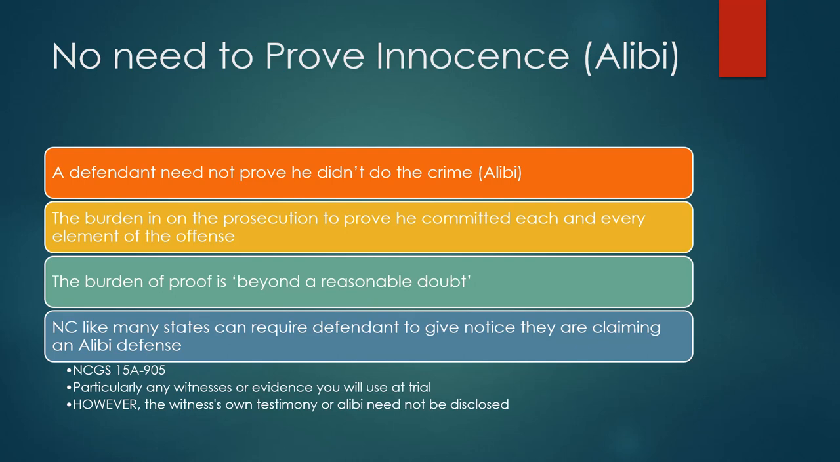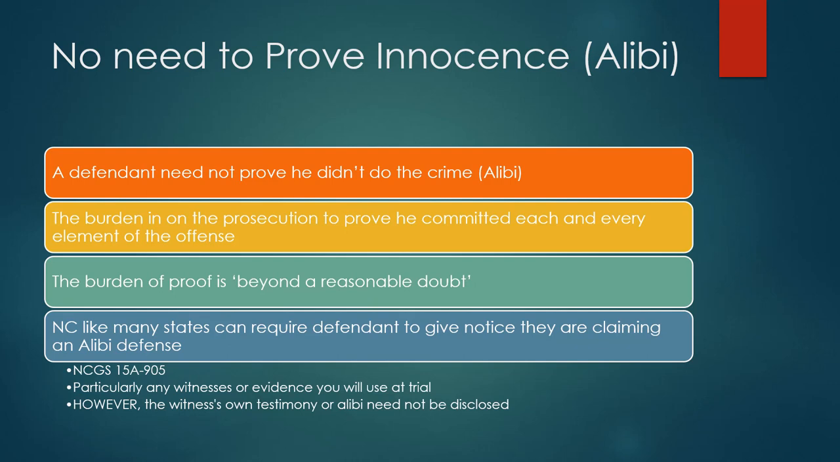Now, one of the things that North Carolina can do is say, well, if you're going to raise an alibi defense, if you're going to say, well, I didn't commit the robbery of the Piggly Wiggly or the convenience store because I was with my friends, North Carolina General Statute 15A-905 says, if you're going to claim the alibi defense and you're going to use your friends as witnesses, you've got to tell us the friends' names. You've got to tell us where this occurred.